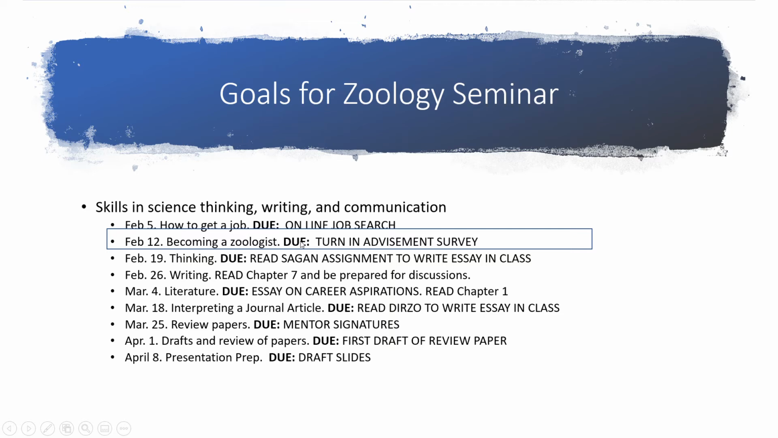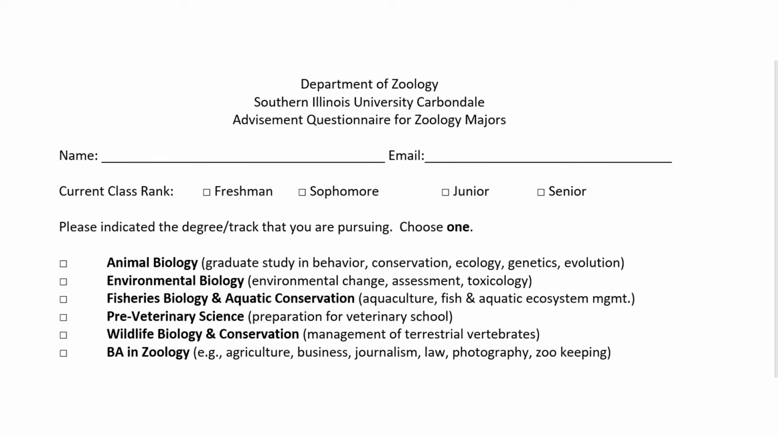On February 12th, we're going to talk about what it means to become a zoologist. And on the first day of class, we handed out an advisement survey. And if you take a look at this, this is the advisement survey. I need you to fill this out and hand it in to me on February 12th. And what I need from you there is this, so that we can try to get you hooked up with a mentor that you're going to be working with as you matriculate through your zoology experience here.